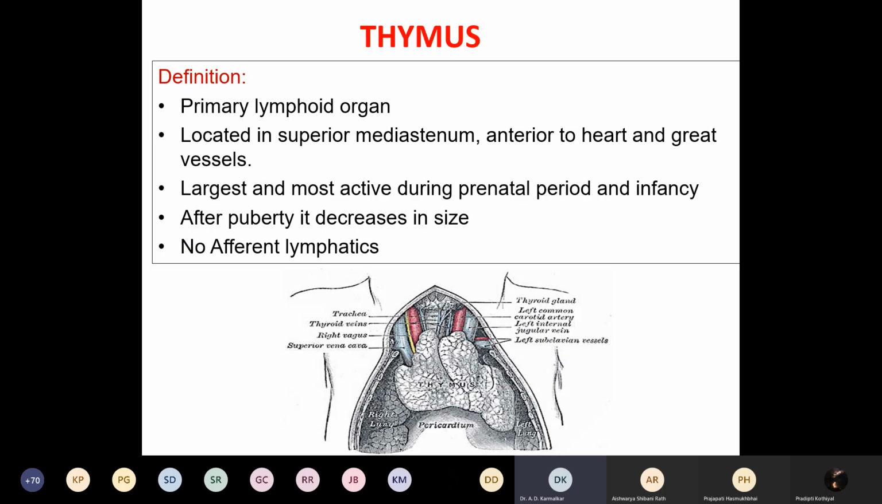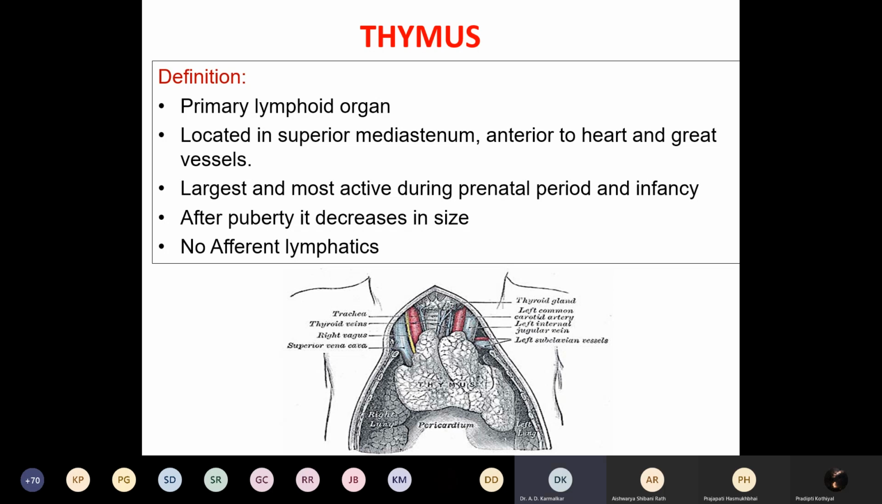Now we'll see the lymphoid organs. Here we are going to see four lymphoid organs. One is the thymus, one is the lymph node, another is the spleen, and the tonsil. Now, as we know, the thymus is a primary or central lymphoid organ.